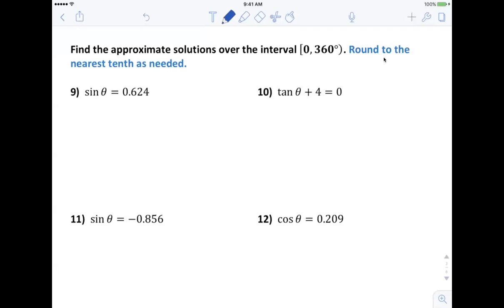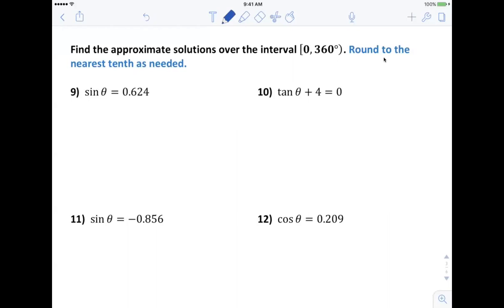Hey everyone, we're going to continue with 7.6. This is page 3. Got a new set of directions. Find approximate solutions over the interval 0 to 360 degrees. So these are the ones where you'll have to use your calculator. We're doing degrees, so we're going to be in degree mode. And so let's take a look and see what we can do.